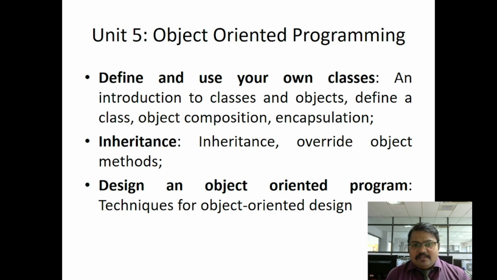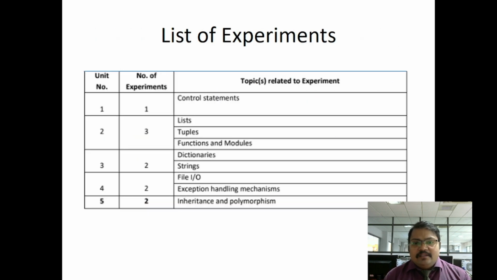So along with all these five units, we'll be teaching you some practical aspects. So here is the list of experiments which we'll be taking up. Here we have mentioned for every unit the number of experiments, and the topics which are related to the experiment. So you can see that we have topics related to control statements, lists, tuples, functions and modules, dictionaries, strings, file input output. And then we have exception handling mechanisms and inheritance and polymorphism. So whatever topics are covered in the theory part will also have an experiment attached to it, and those experiments will be taught to you in the classes.